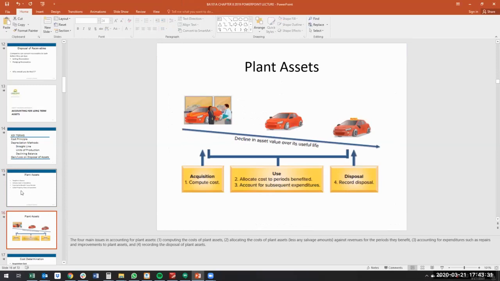Plant assets. So we've talked about this. Acquisition, we compute the costs. We're going to allocate the cost and treat subsequent expenditures and then record the sale.